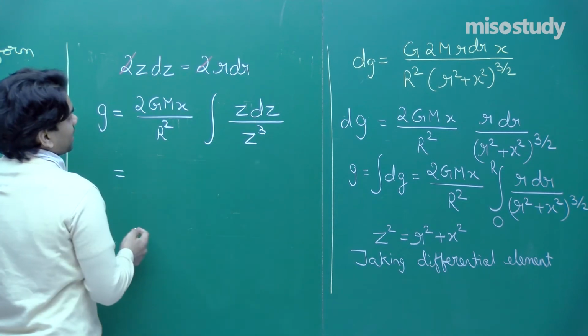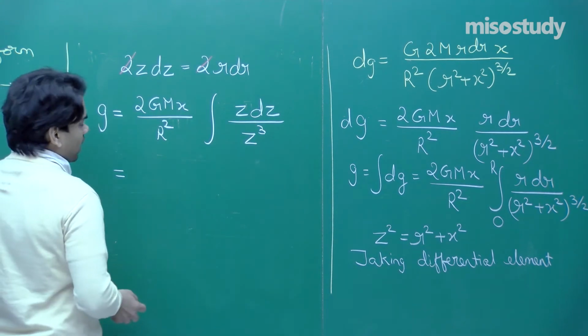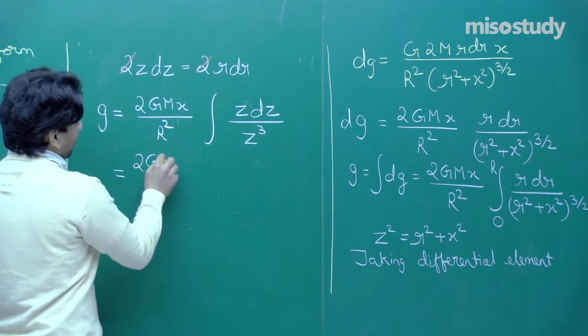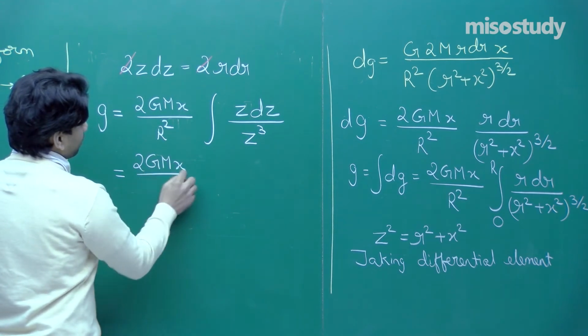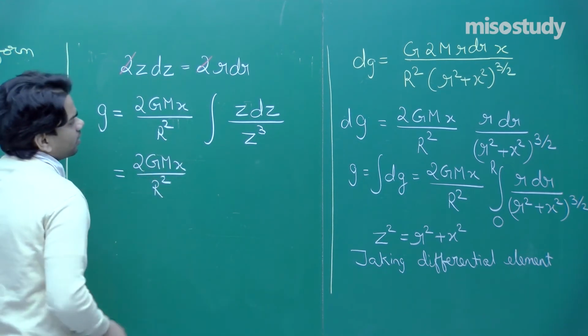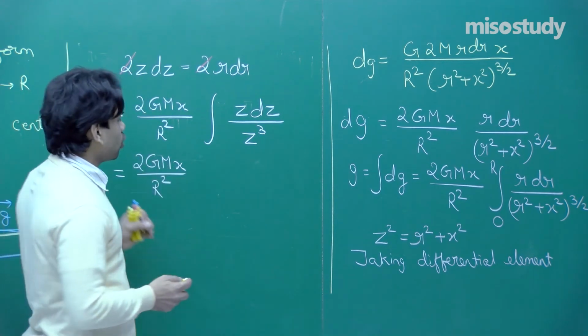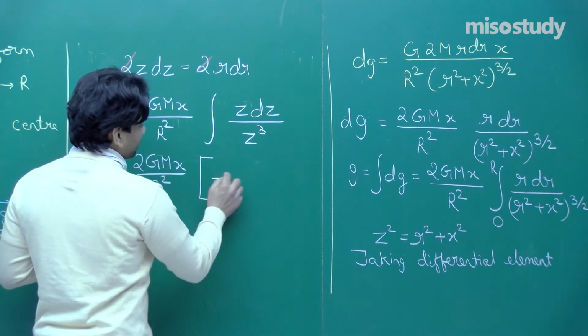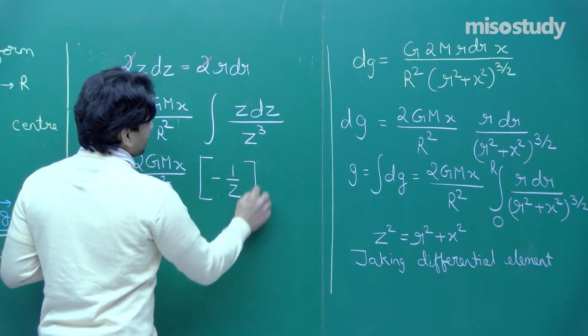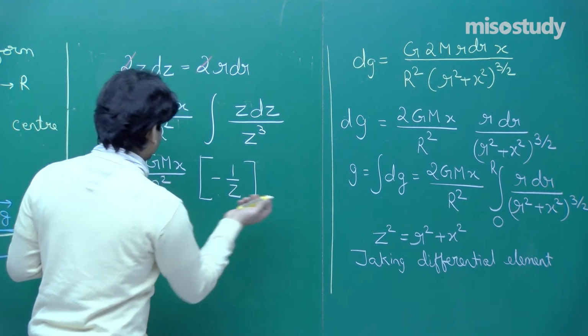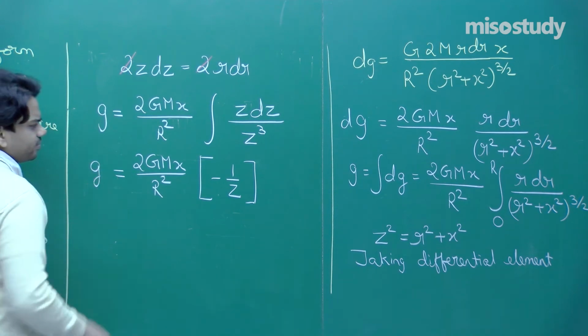1z and 1z will be cancelled out, you have to integrate 1 upon z square. So finally I am writing 2g mx upon capital R whole square, 1 upon z square integration will be minus 1 by z. So many times we have used this. Minus 1 by z, and that is the limits I will be substituting later on.